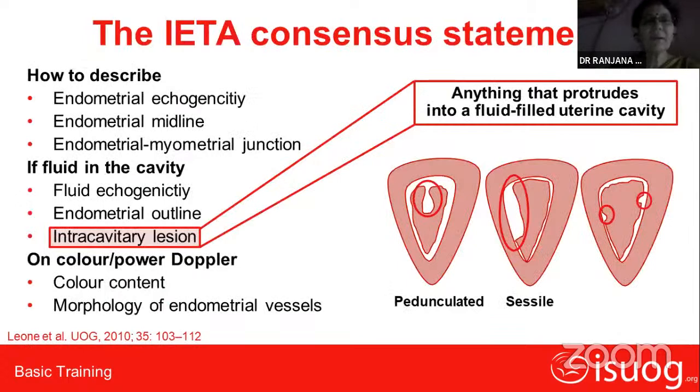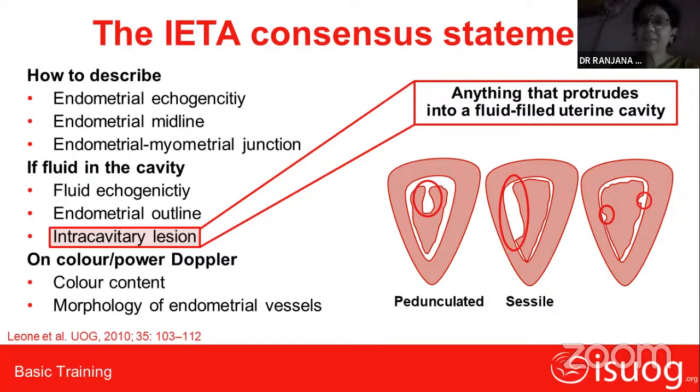Third is the endometrial-myometrial junction, that we will study during cancer. It gets disrupted. And if there is fluid in the cavity, I told you how to see the fluid. The fluid echogenicity has to be seen. I will show you again. And the endometrial outline has to be seen.